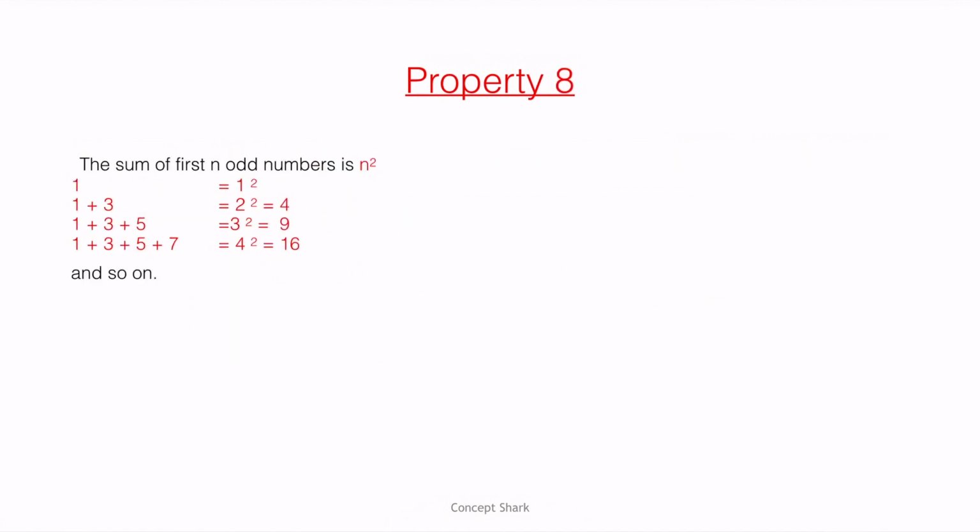Property number 8. The sum of the first n odd numbers is n square. Here the first odd number is 1, that is 1 square. The sum of the first two odd numbers, that is 1 plus 3, is 2 square. The sum of the first three odd numbers is 3 square. The sum of the first four odd numbers is 4 square. So, the sum of the first 5 odd numbers will be 5 square.